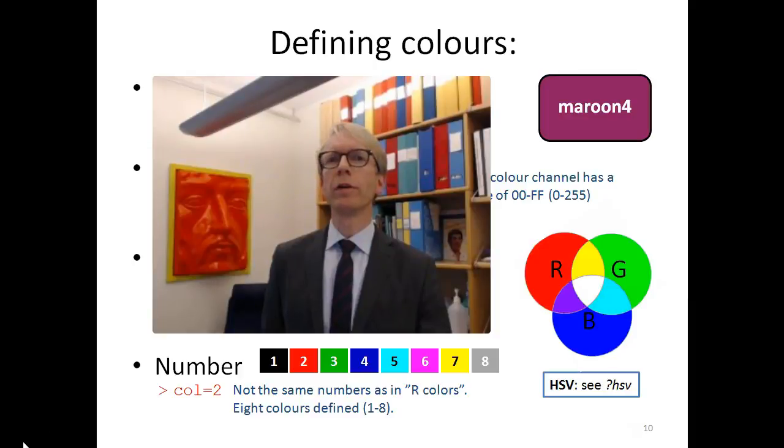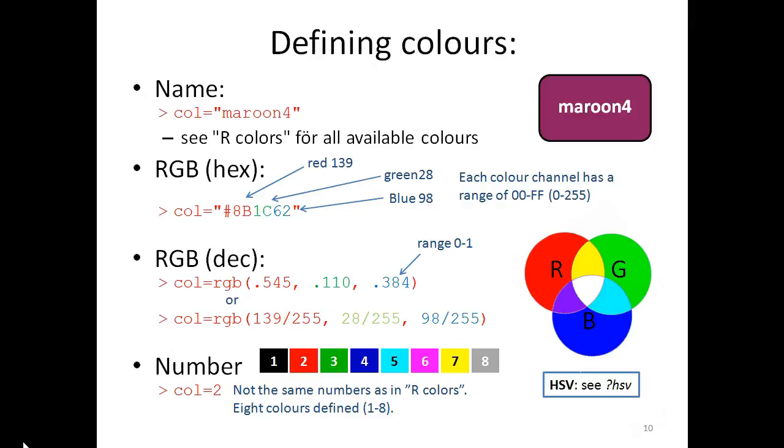Many commands in R accept arguments for color, and you can define the colors in R in many ways. One of these ways is to simply state the name of the color. You can see the name of the available colors in the R colors document that you have received.